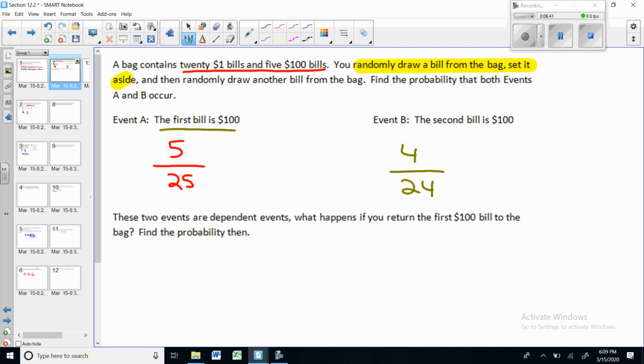So we want to find our probability. Our probability originally is, on our first try, 5 out of 25 times 4 out of 24. So 5 times 4 is 20, and when we take 25 times 24, we end up with a denominator of 600. So we have a 20 out of 600 chance, which is 2 out of 60, which would simplify down to 1 over 30.